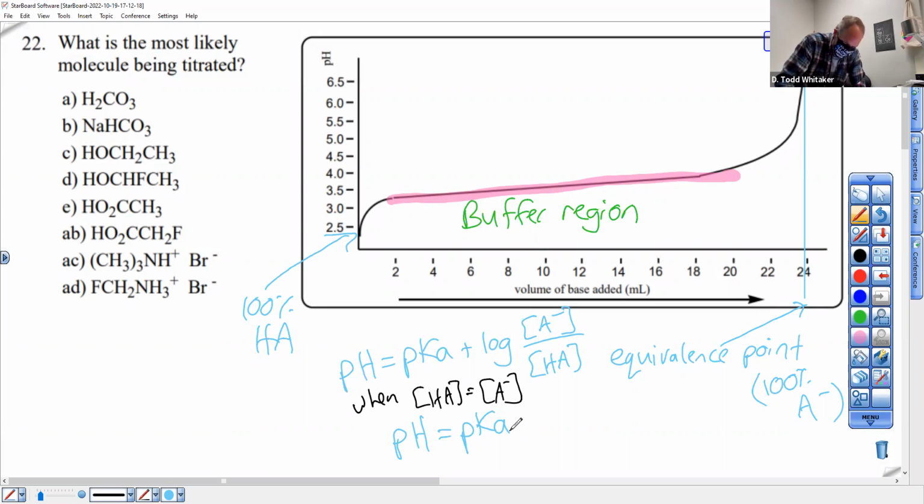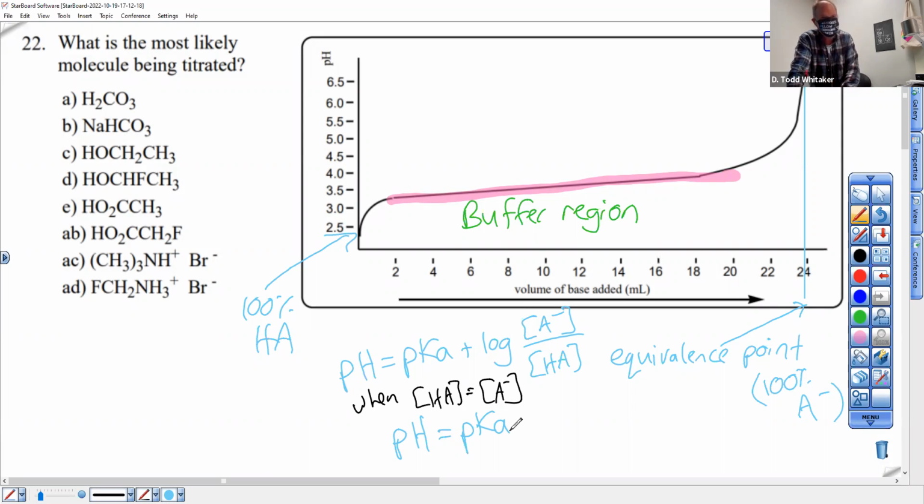Oh, sorry, I lied. 24 milliliters of base. No wonder you had a confused look on your face. That was my mistake. It took 24. I had money bet that this morning's number was 12 for the full equivalence and 6 was half, but that's where my mistake was, and that doesn't help you. It just makes for a confusing video. 24 was the full equivalence.